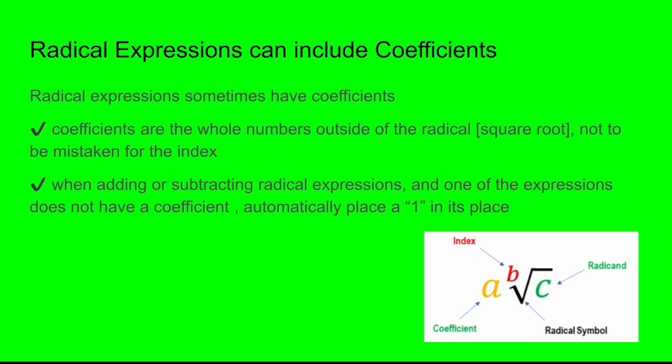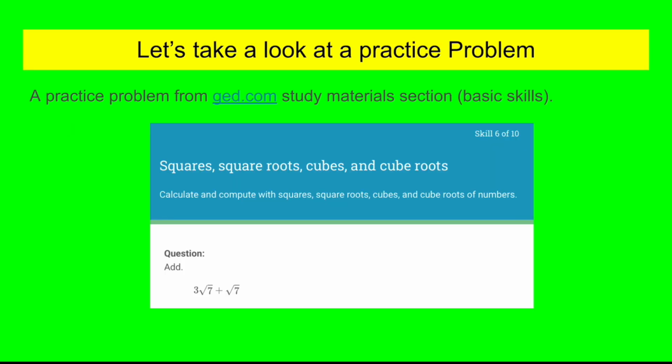We're not even discussing index in this lesson. Let's stick to the basics. Rule number 1: when there's no coefficient, automatically add a 1. If you look in this example, you have 3 radical 7 plus radical 7. Although there's no coefficient in front of the second radical expression, the rule says to add a 1.